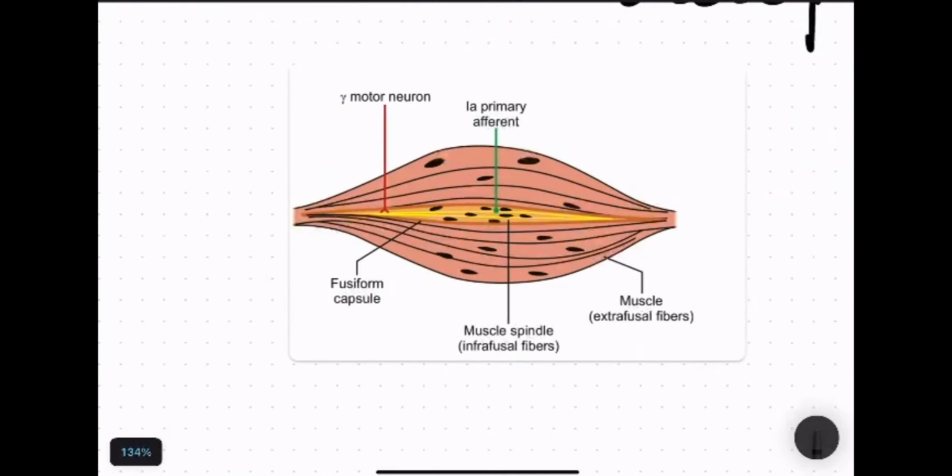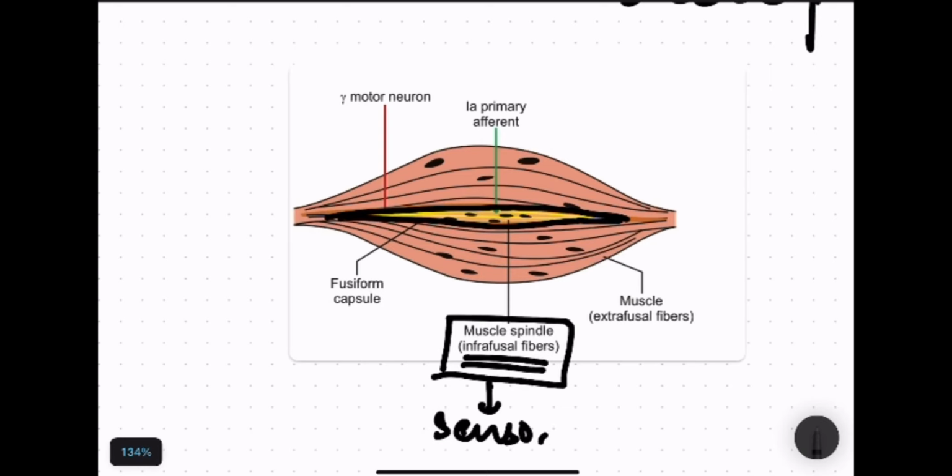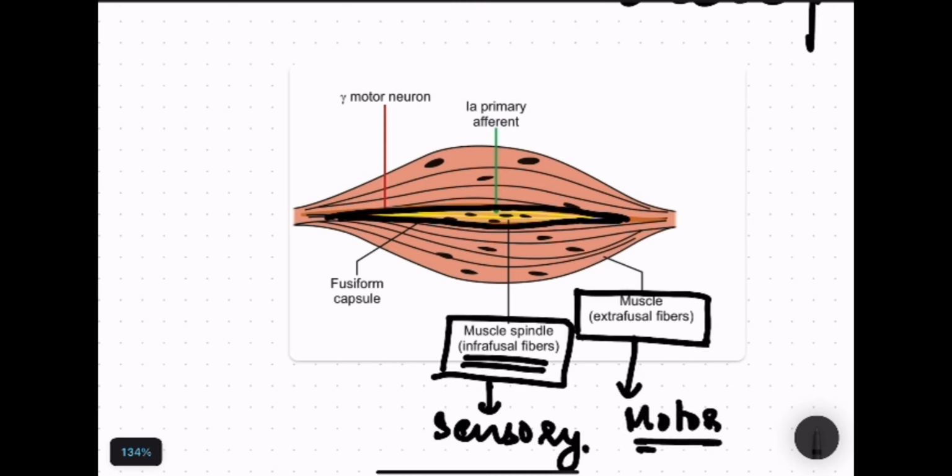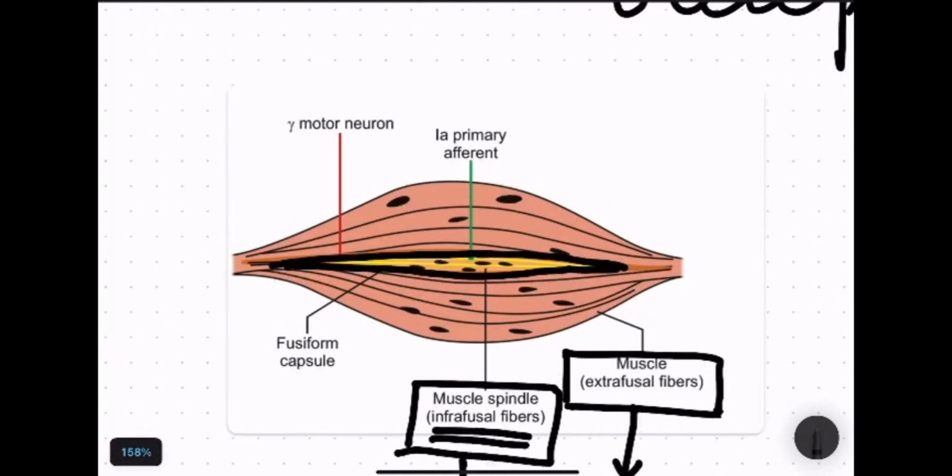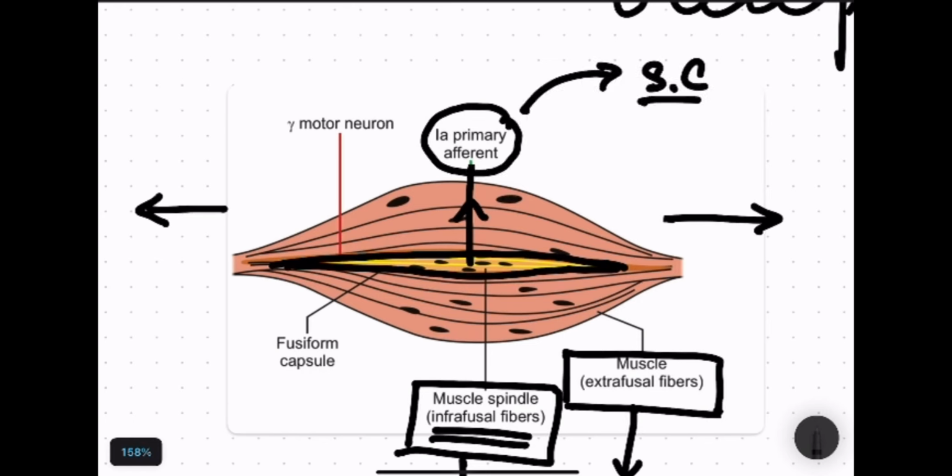So if we look at the muscle here, we see two different colored fibers. We have the internal fibers called the intrafusal fibers or the muscle spindle. This acts as the sensory part. And then we have the external fibers, the extrafusal fibers, which undergo contraction and comprise the motor part of the reflex. So when the muscle is stretched, the sensory part, the muscle spindle, detects it, and the information is carried by the afferent nerves to the spinal cord. The spinal cord sends out the processed information with the help of the motor nerves.